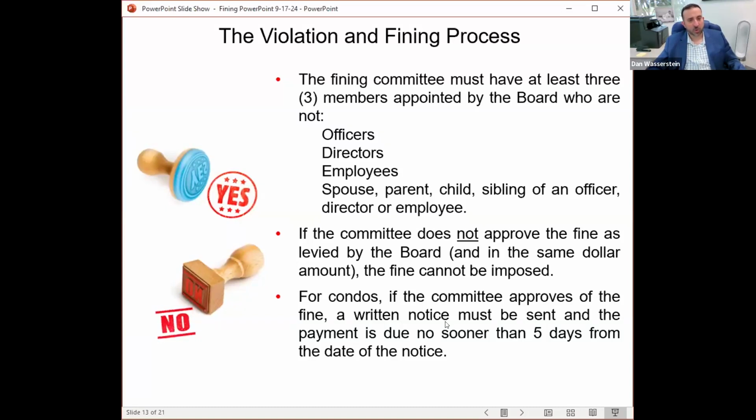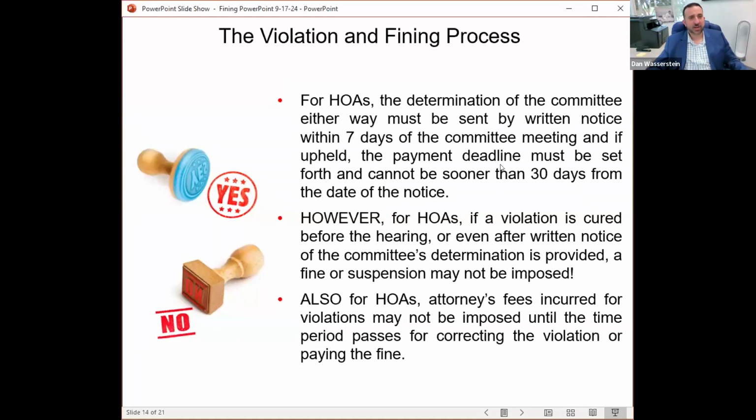For condos, once the committee's made the decision, a notice would be sent to the owner, and the payment is due not sooner than 5 days from the date of the notice. Now, again, new HOA statute. First of all, whether the decision is thumbs up or thumbs down from the committee, you now must send a determination letter within 7 days of that committee meeting. And instead of the fine being due not sooner than 5 days, now it's 30 days.